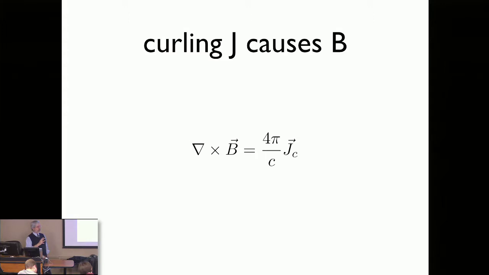Remember Maxwell's second equation, that the curl of B was 4 pi over c J. We should have put a J sub C there, because we had the condition that J_D was 0. So it shouldn't have been J, it should have been just J sub C. And the thing that we're going to find out here is that a diverging J doesn't cause a curling magnetic field.